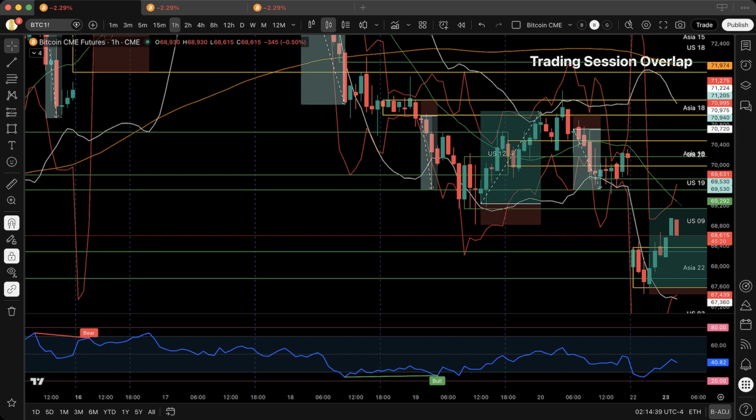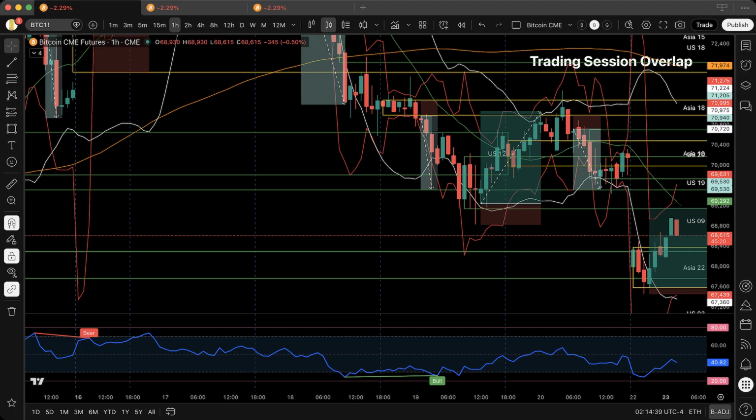Now the March 20th U.S. session forms. Its body aligns with the prior Asia session box. This confirms overlap, not separation. When session anchors align like this, structure becomes dense, and dense structure changes behavior.